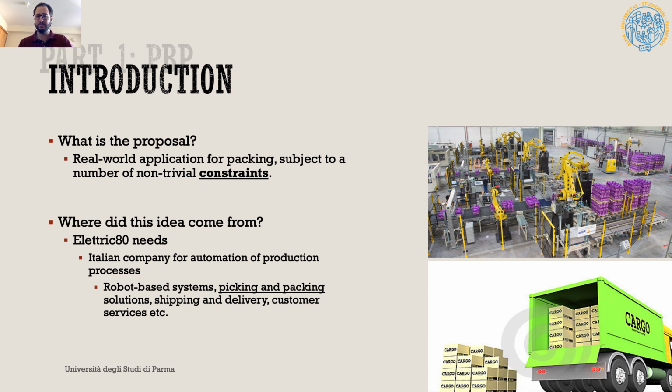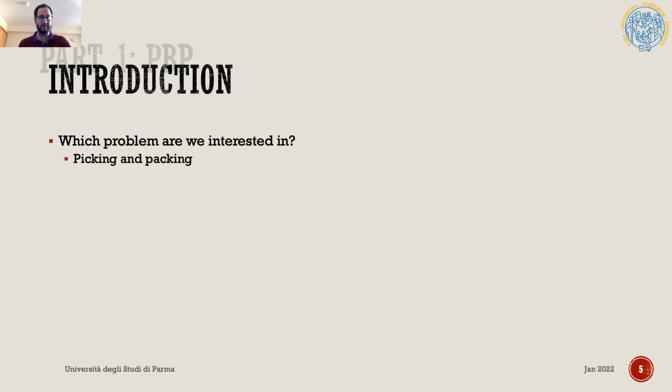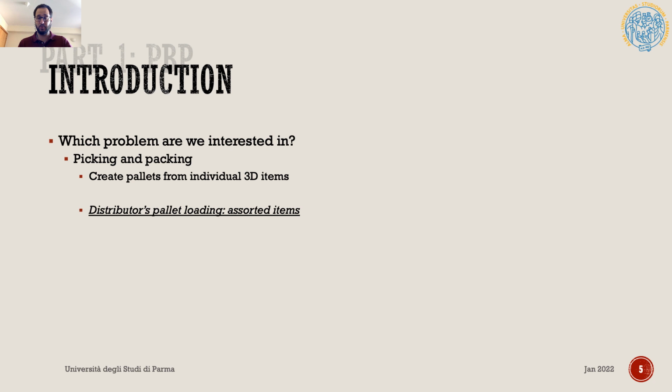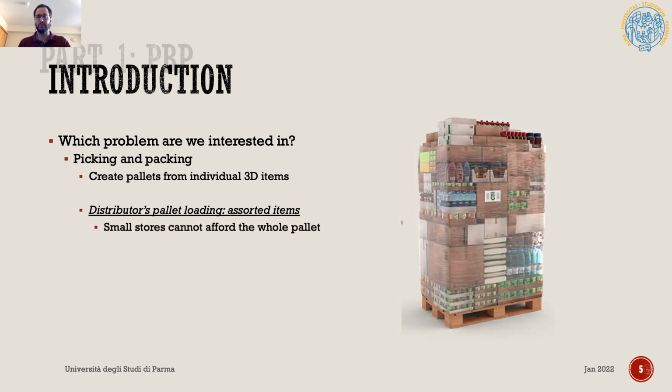Well, about the processes, they consider several ones, but our interest is in picking and packing. What is this? This is the task of creating pallets from individual 3D items. This problem is also called distributor pallet loading, where a pallet is composed of boxes from different customers, because in general, a single customer cannot afford the whole pallet. It's required a packing that speeds up load-unload operations, right?